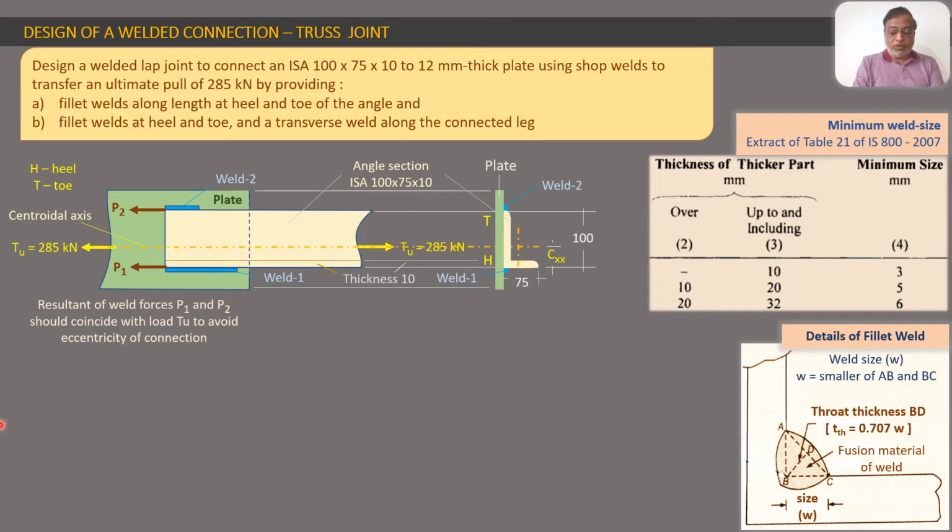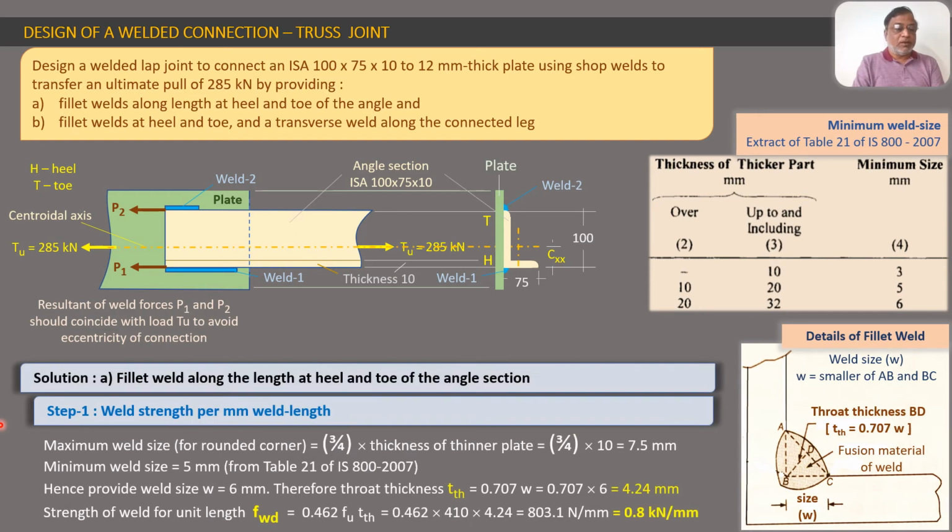Now we proceed to solve the problem. So solution: we start with part A as we have seen in this diagram. Fillet weld along the length only at heel and toe of the angle section. Now there are two steps. The procedure of solving the problem is short and simple. What we have to do is, we want to finally find out the lengths of the welds. That's all. What is this L1?